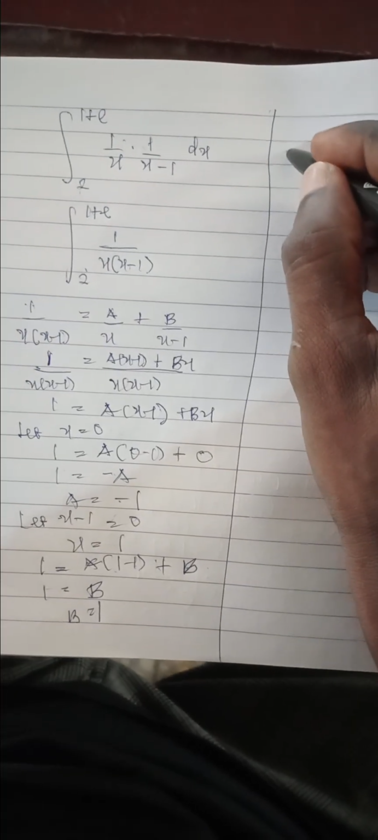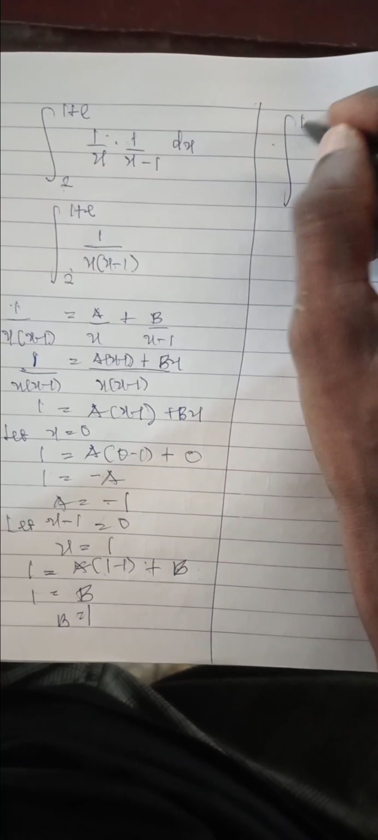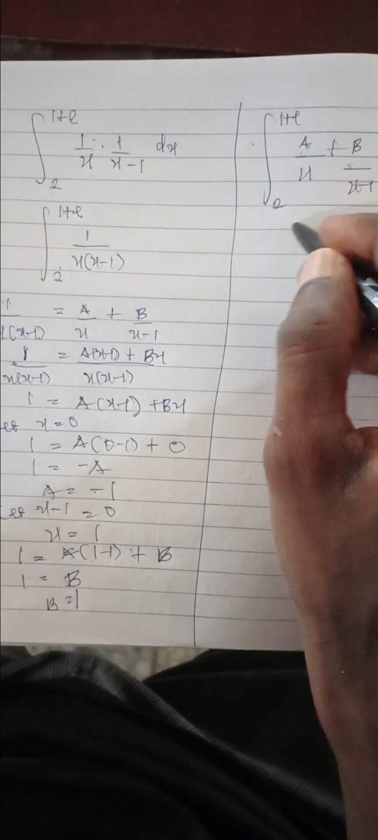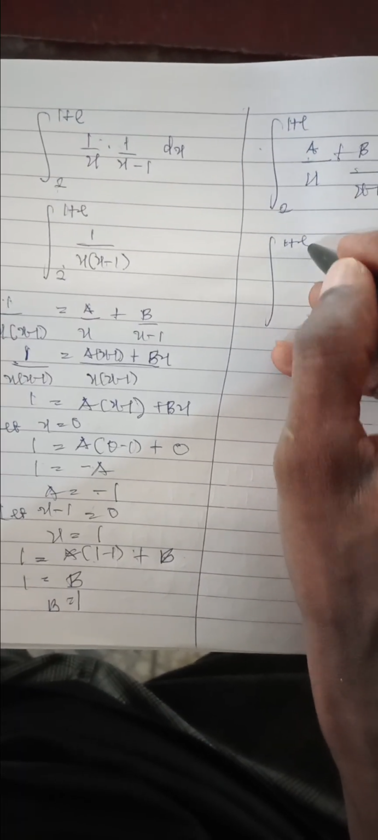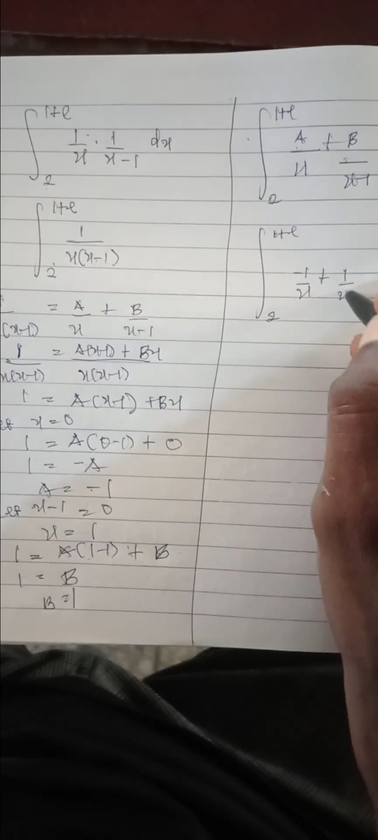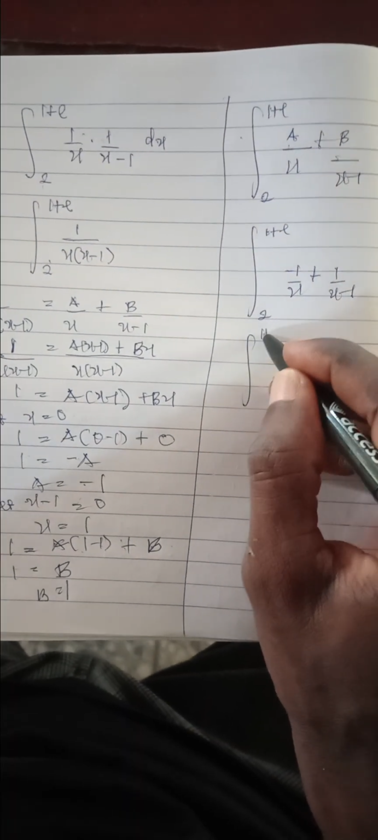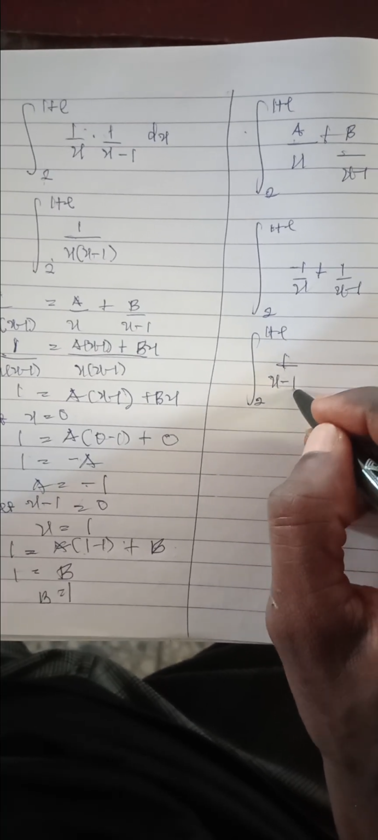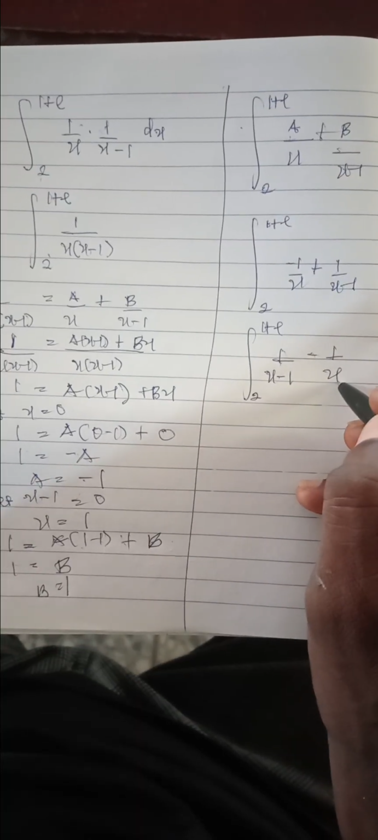So we continue. We rewrite, which means we now have the integral of 1 over e to the power of 1 plus e, with lower limit of 2. Initially we have a over u plus b over u minus 1. The value of a is minus 1, so that's minus 1 over u, plus b, which is 1 over u minus 1. So we can rewrite with the upper limit. It can also be 1 over u minus 1 minus 1 over u. Yes, we can do it in this way.